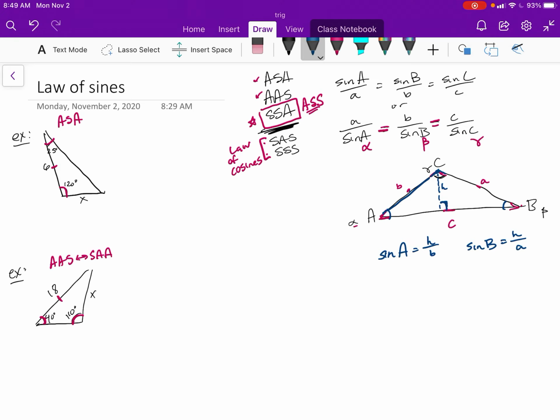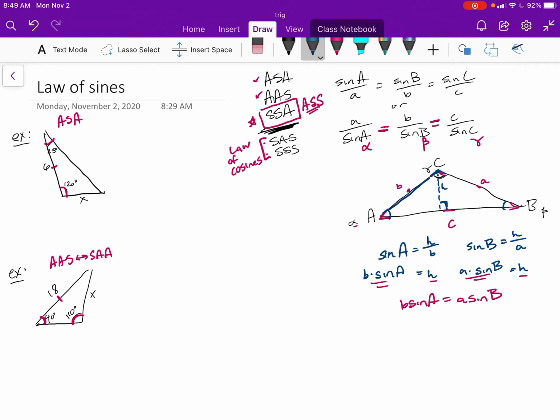So if I solve for h, I now have two different equations. I have h is b multiplied by sine A, or h is a multiplied by sine B. Well, since these two are equal, right, they're both h, then I know these two are equal. Really, the law of sines could be left like this, but it's just cleaner, I guess. Like, we can get all the same letters on one side to kind of clean it up, right?